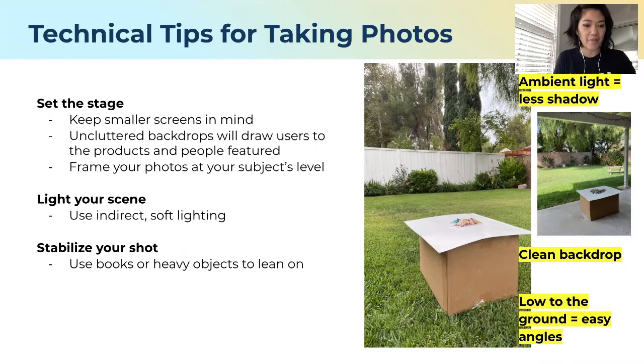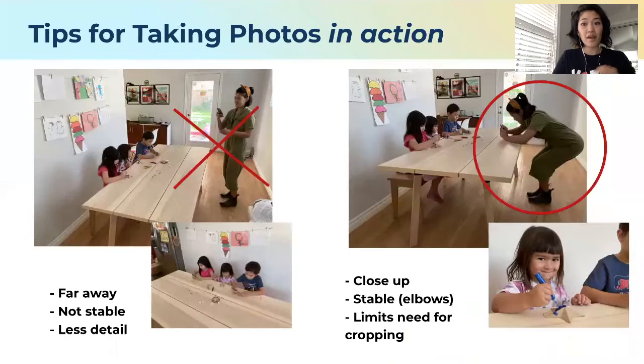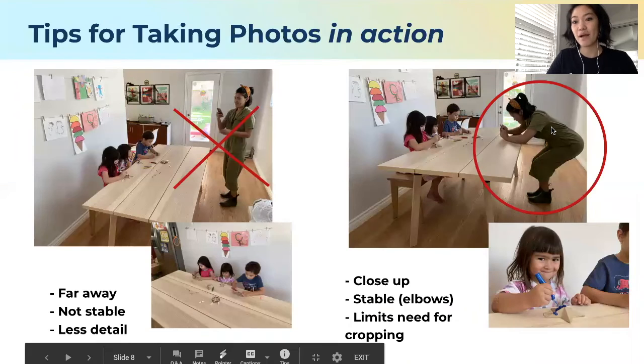It's an easy angle, and so then you don't have to stand on top of a chair or do anything of that sort. And then lastly, for taking photos, I think it's very important to remember to stabilize your shot. And you don't have to have a tripod in order to do this. And I'll show you in our next slide how I usually do it. But you can use books or heavy objects to lean on. For example, here's how I do it. And I usually stabilize my photos by just putting my elbows on the table.